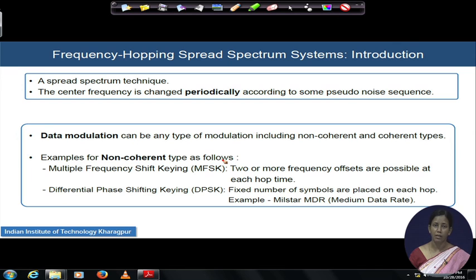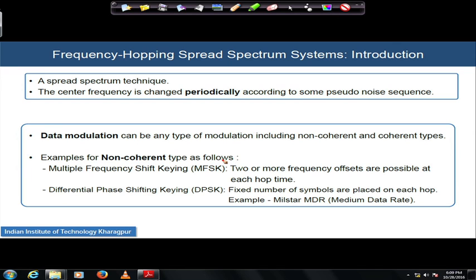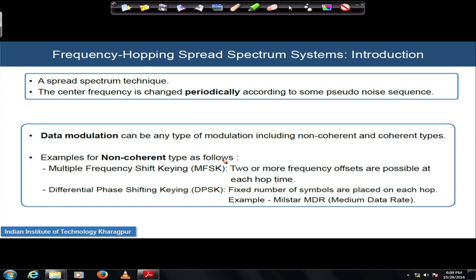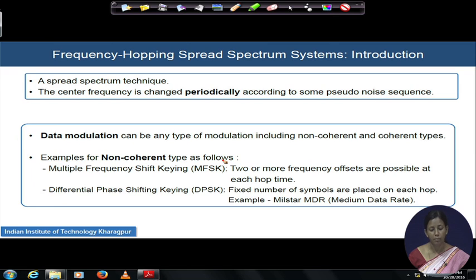For MFSK, within a single hop time two or more frequency offsets are possible, whereas for differential phase shift keying, a fixed number of symbols are placed per each hop. A good example of this DPSK is the Milstar MDR, or the Milstar medium data rate systems.